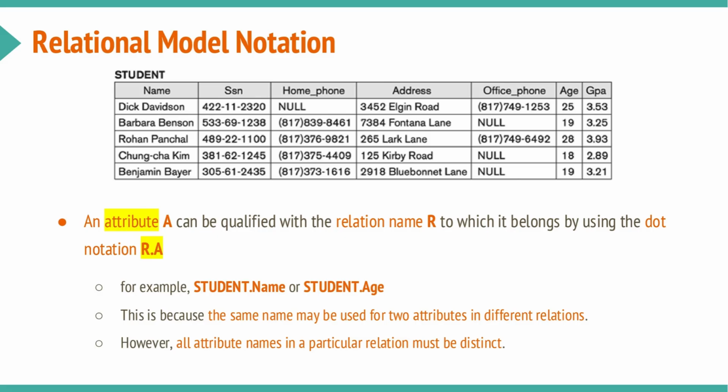Now, what happens if we have two different tables and both tables have a column named name? For example, we could have a student table with a name column and a professor table that also has a name column. If we just say name, how does the computer know which one we mean? To solve this, we can use a dot notation like this. Student.name. This is very clear. It means the name attribute that belongs to the student table.